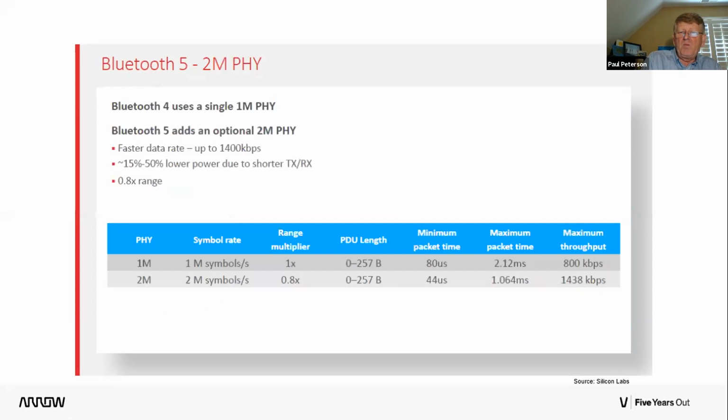So again, the faster data rate with this 2 meg PHY increases, because of the error correction that's involved, to about 1.4 megabits per second.